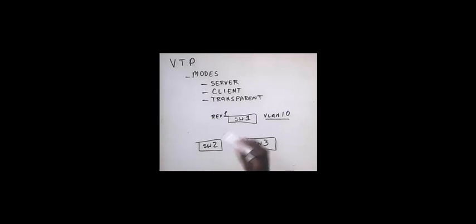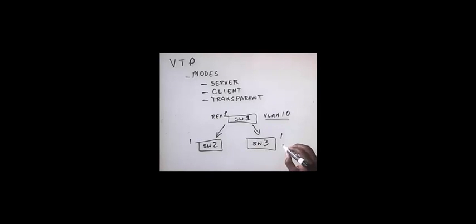So when these two switches compare notes, switch 2 says, I've got revision 0. Switch 1 says, I've got revision 1. I have a higher revision number. So therefore, switch 2 says, well, send me your information. So now switch 1 sends its latest update. So now switch 2 is at revision 1. The same thing happens here with switch 3. Switch 3 synchronizes with switch 1 to revision number 1.